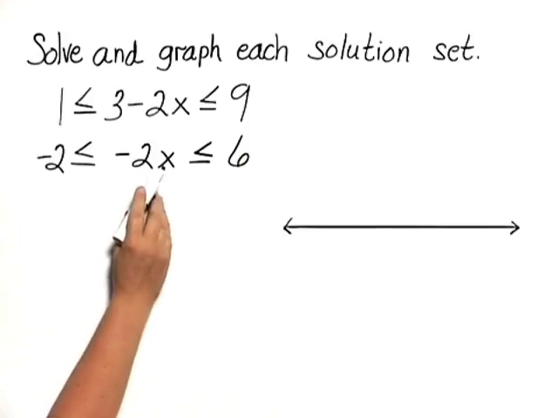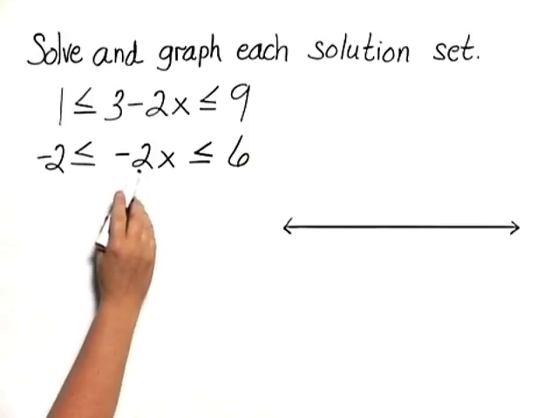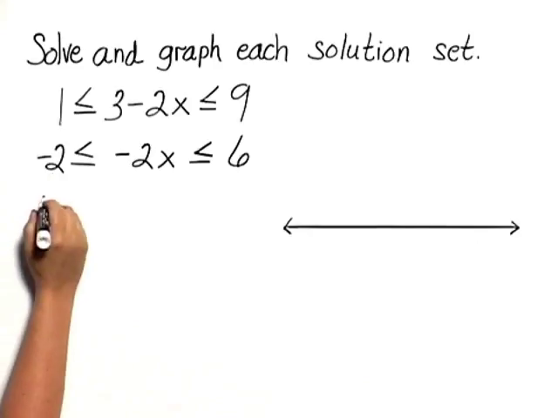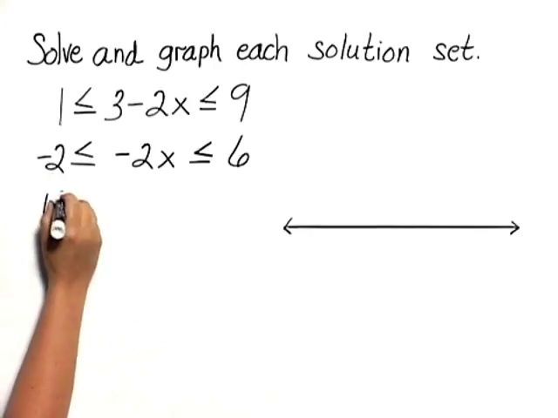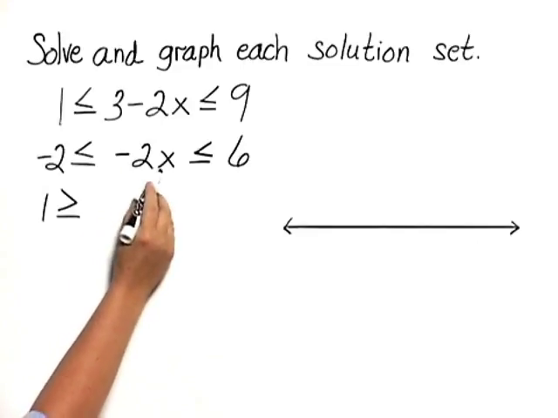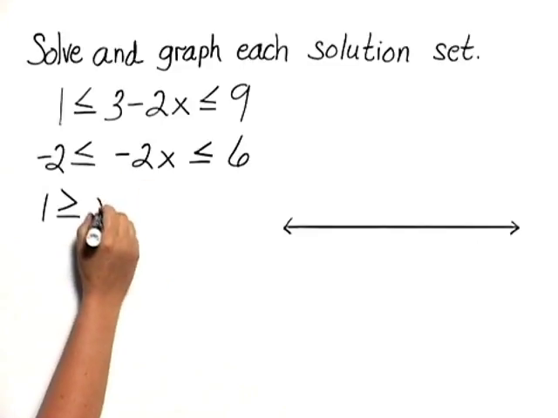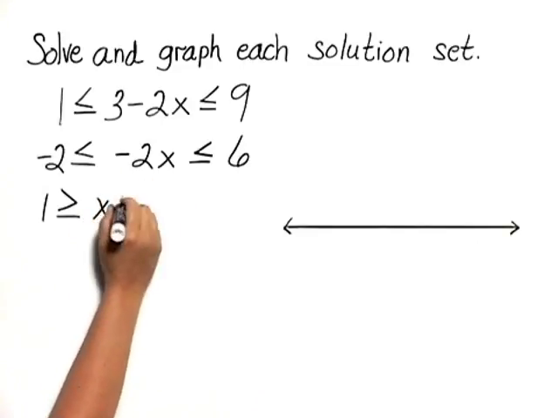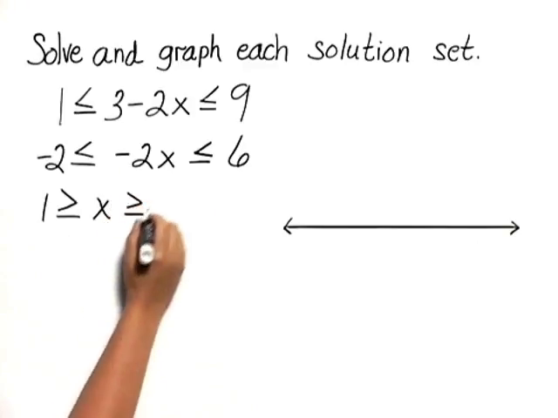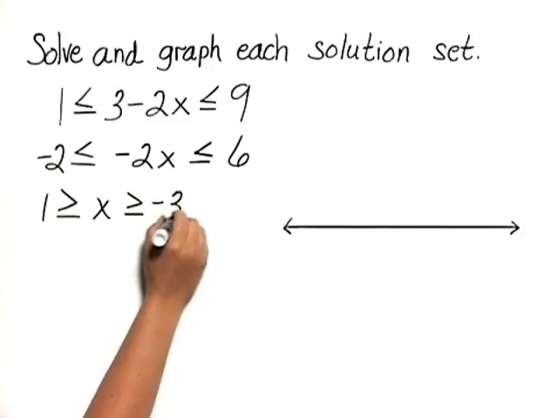Now, to get x by itself, I want to divide by negative 2. When I divide by negative 2, all of the inequality symbols have to change direction. So I divide this by negative 2, I get 1, and then change this to a greater than or equal to. Negative 2x divided by negative 2 would be x. Change this to a greater than or equal to sign, and 6 divided by negative 2 would be negative 3.